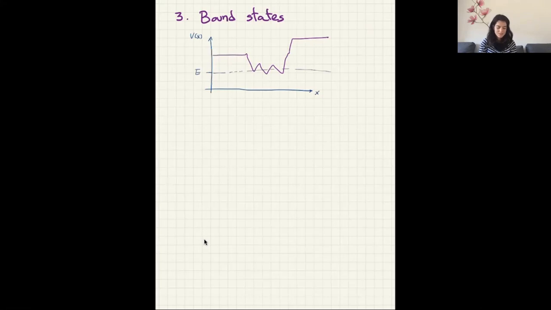And why? Because here, if I'm honest with the way I drew these lines, it looks like the energy is even smaller than the minimum of the potential. And we saw before that this is not allowed. So we need to change something here. Yep. In this drawing, let's say something like this. Okay. There we go.